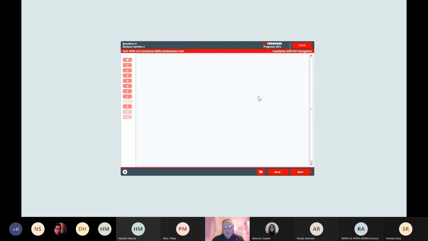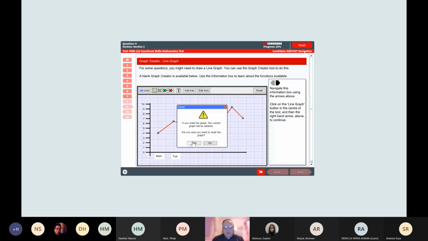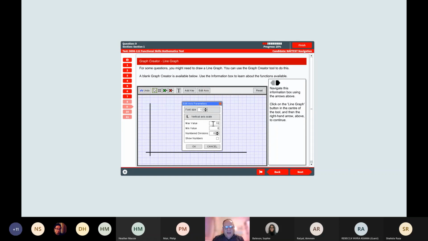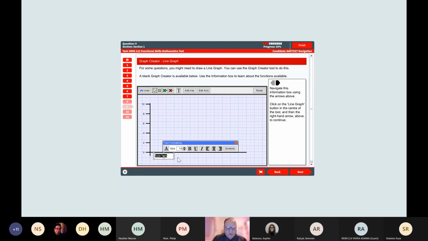Let me quickly jump on to some of the others. So this is, I'm just going to reset what I did before, a line graph. And once again, we can edit the axis. Let's show our numbers, and let's just do 5 divisions between 0 and 10. And one of the difficulties here is I can't plot anything on the bottom line, so I need to do text. So let's say this here would be Monday. I'm just going to resize this a little bit and move it to that line there.